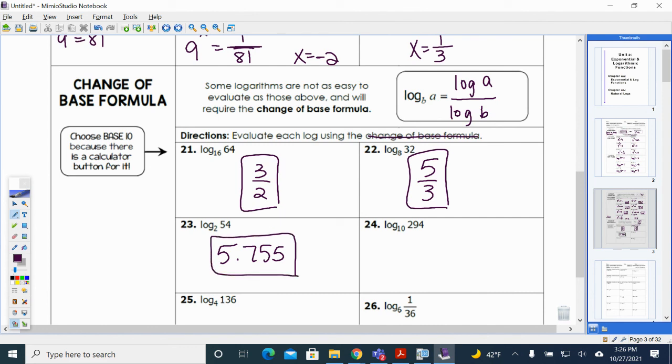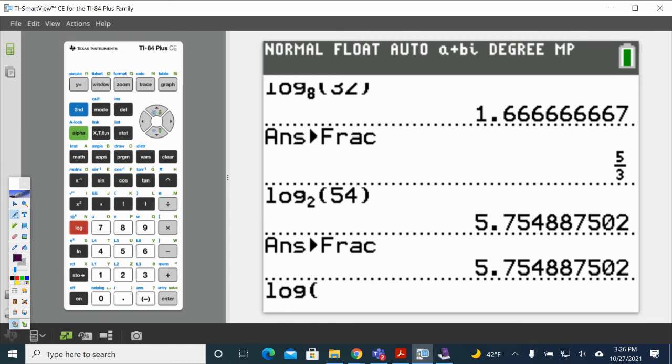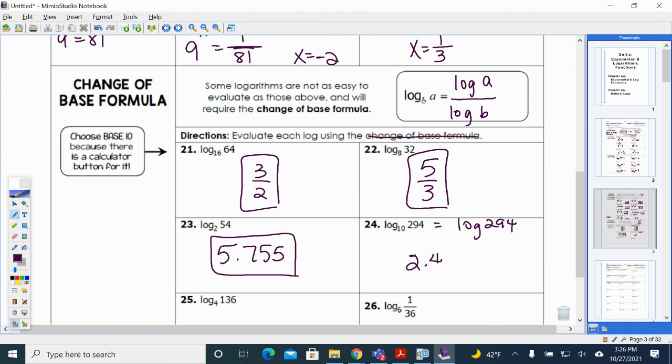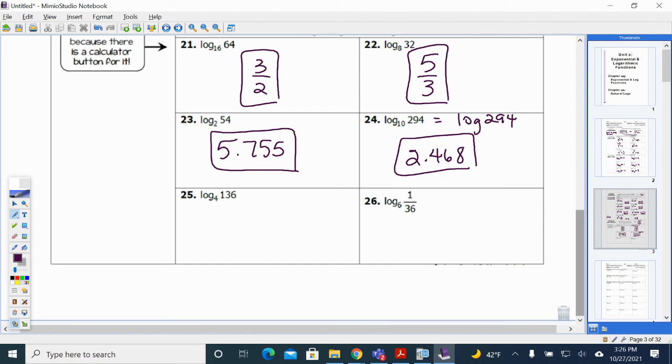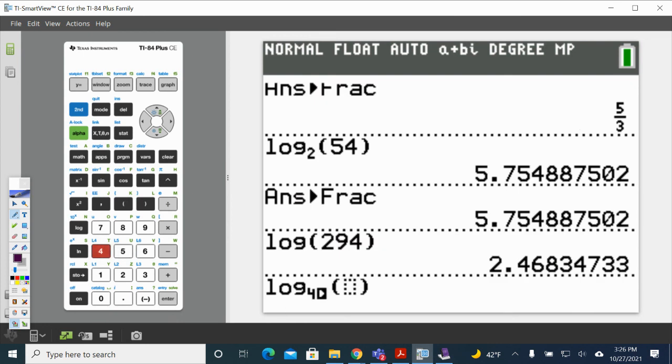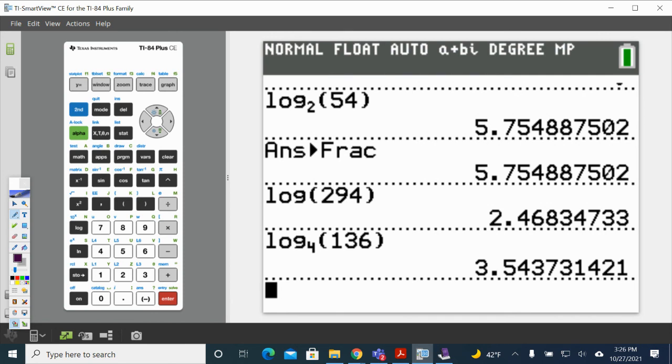Number 24 says log base 10 of 294. Another way of writing this is log of 294. So I don't need log base. Log of 294, just using my button next to the 7 here because it's common log, 2.468. And last two, log base 4 of 136, alpha window, number 5, 4 of 136, gives me 3.544.